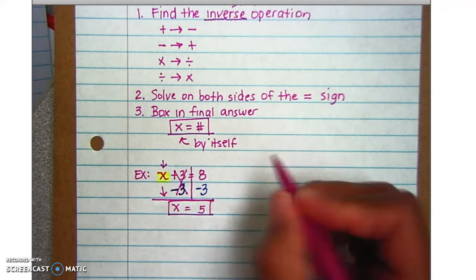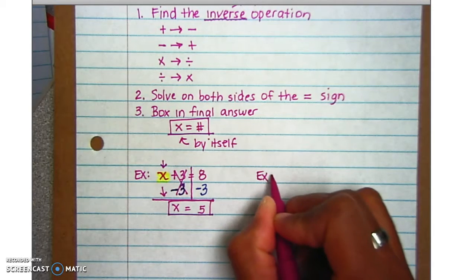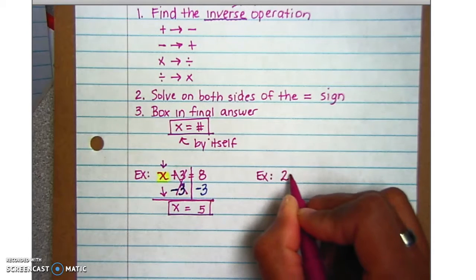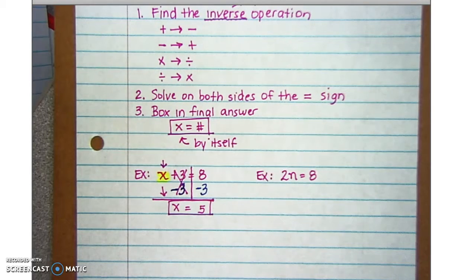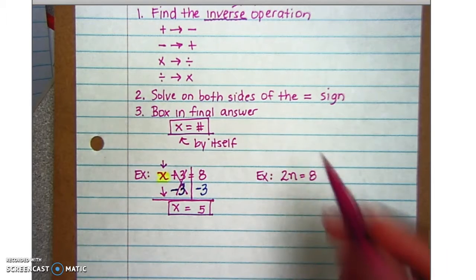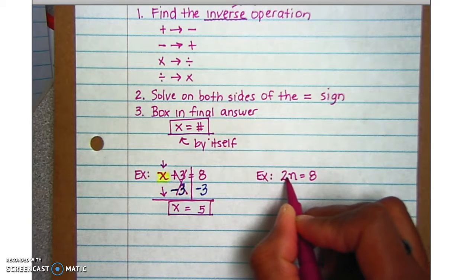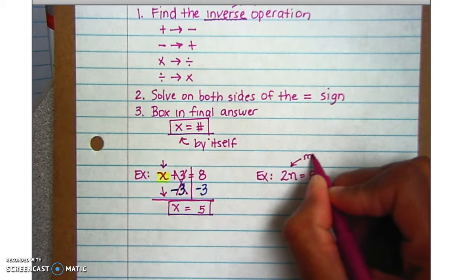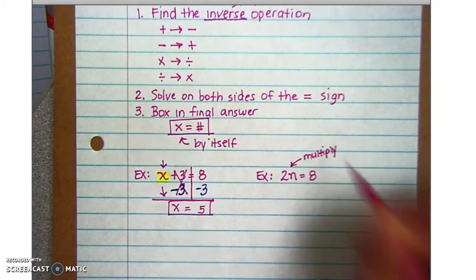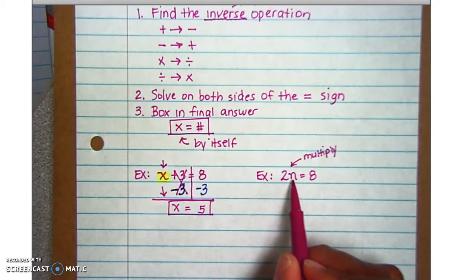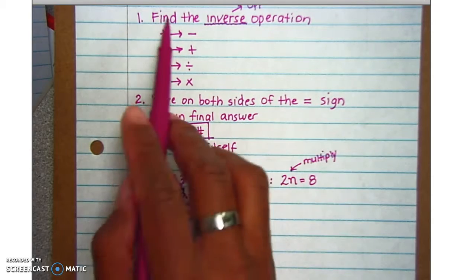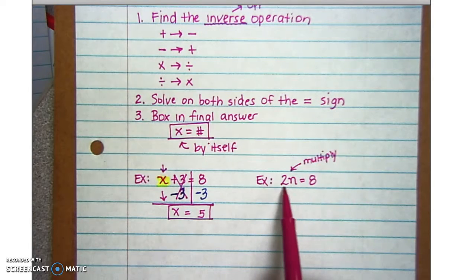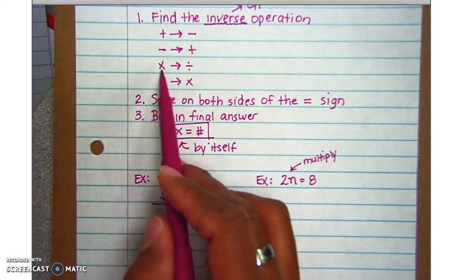All right, we'll do one more example. Remember, the variable can be any letter in the alphabet. Remember, if there is no number or no operation in between, that means to multiply. So this is saying 2 times some number equals 8. Well, we know 2 times 4 equals 8, but let's prove our answer. So step 1, we're going to find the inverse operation. Well, we're starting with multiplication, so the opposite is division.